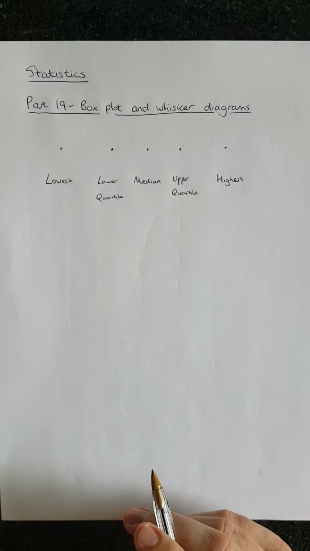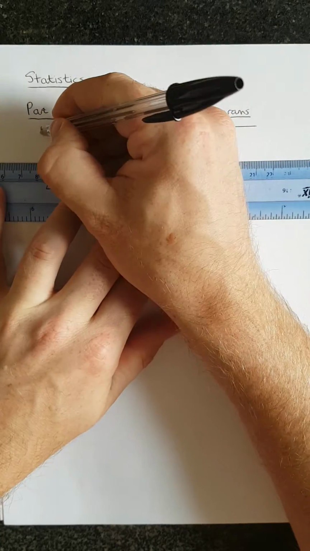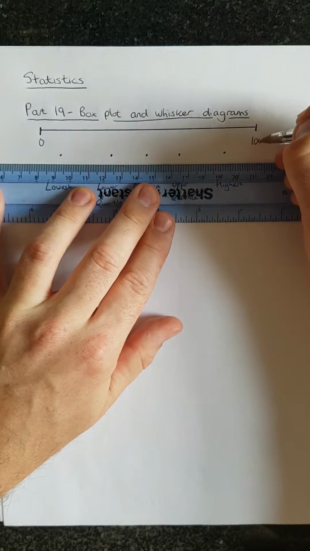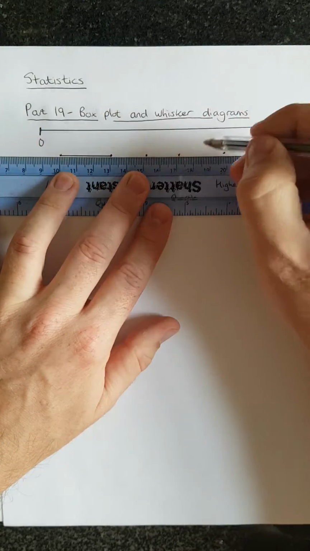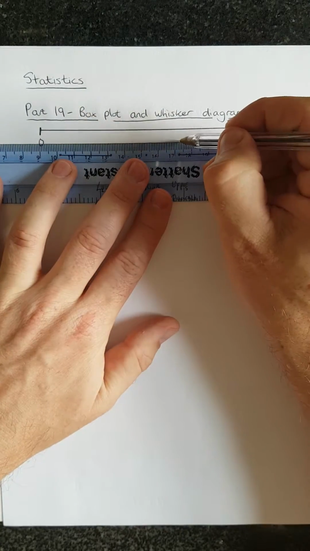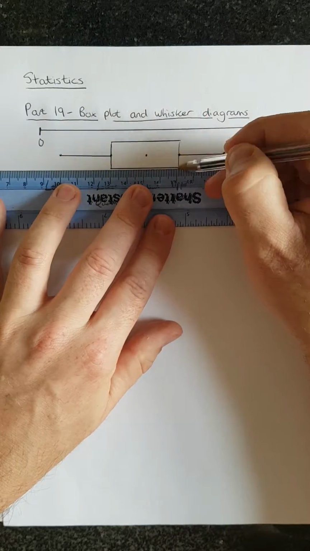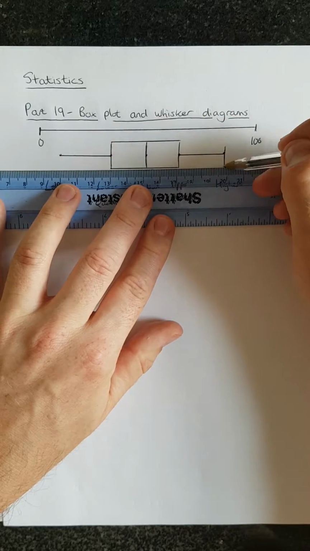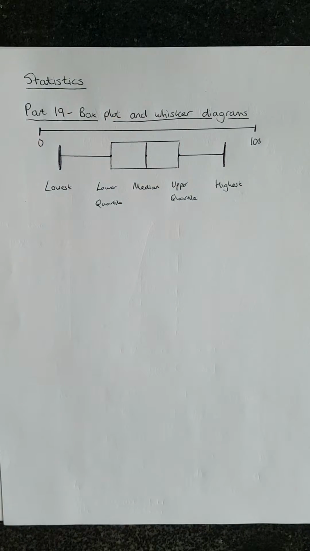Now, how do we show these in a diagram? Well, first off, someone will give us a scale, a numerical scale, that might start at 0 and go up to 100, and then they'll give us a box and whisker plot diagram. And that looks like the following. Where those 5 values are all marked to show where they are.